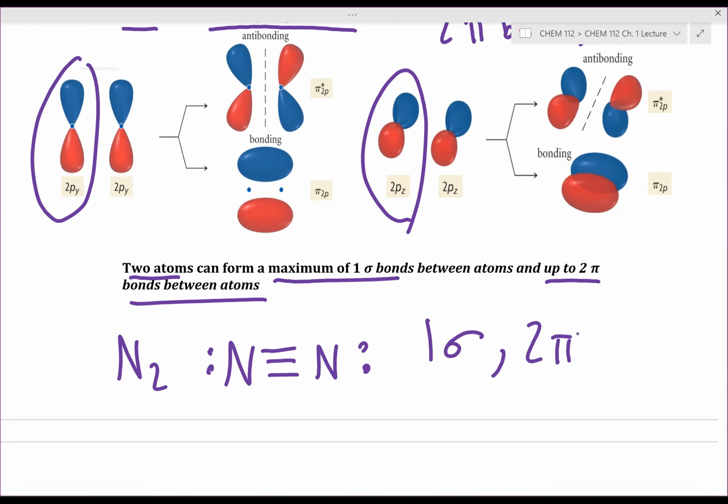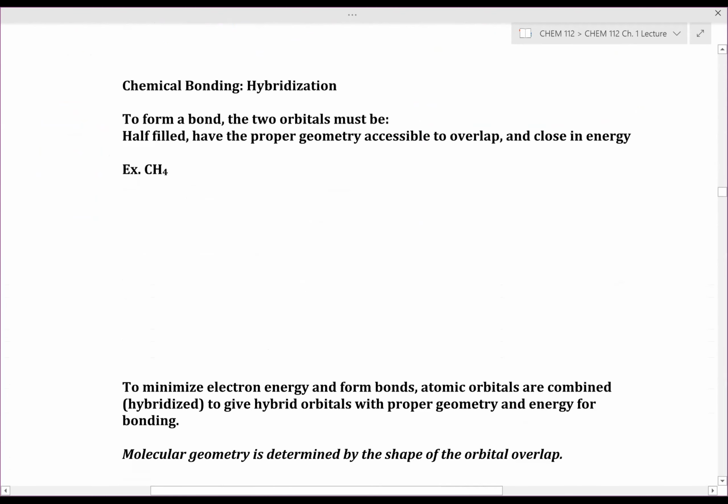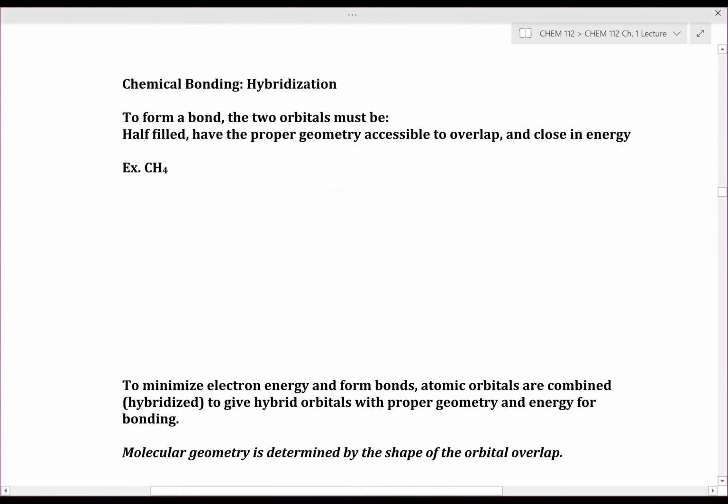Okay. Now, we're going to take this a little bit further, and we're going to start to think a little bit about how do atoms maximize bonding? How do we maximize the number of half-filled orbitals that we have to overlap? Because ideally, we want to form bonds. We want our electrons in lower energy states. So, just to reiterate, to form a bond, 2 orbitals must be half-filled, they must have the proper geometry, and they must be close in energy. Okay, so let's look at CH4.